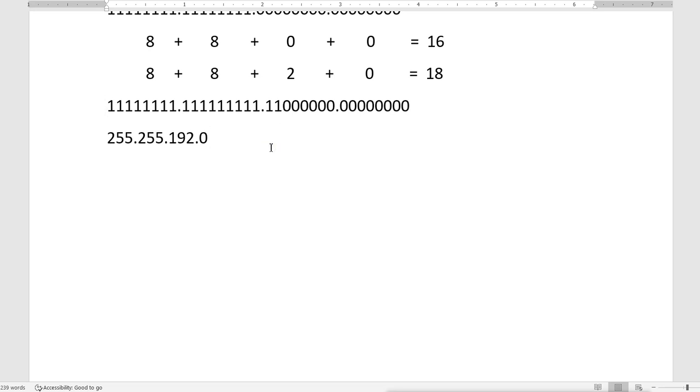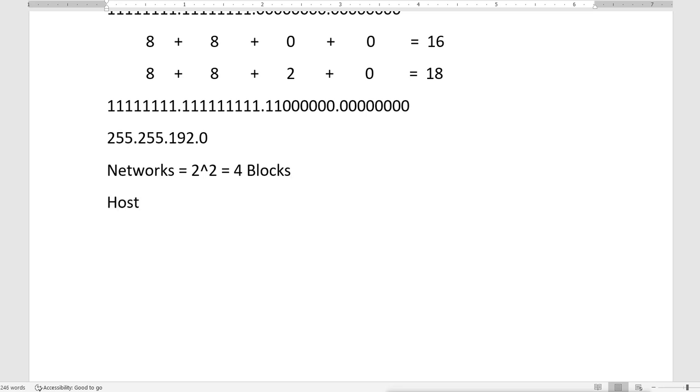When the bits are on, I will know how many networks we have. So for networks, I will say 2 raised to 2, because I have 2 bits. Now what I get is 4. So I will get 4 networks, or I can say 4 blocks.